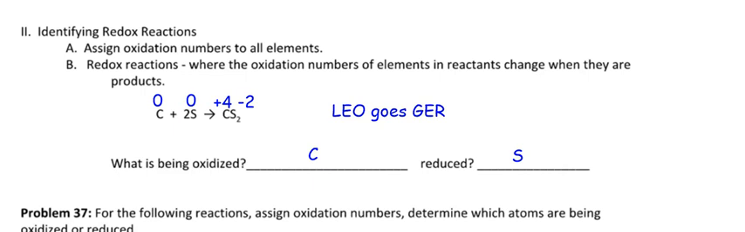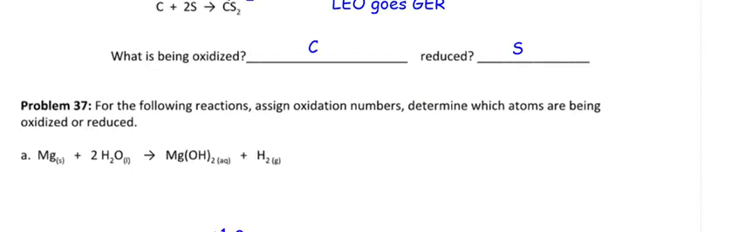Okay, so let's look at number 37. What are we going to do? All right, for the following reactions, assign oxidation numbers, determine which atoms are being oxidized or reduced, if any. It may not be a redox reaction, who knows? All right, so let's try this.